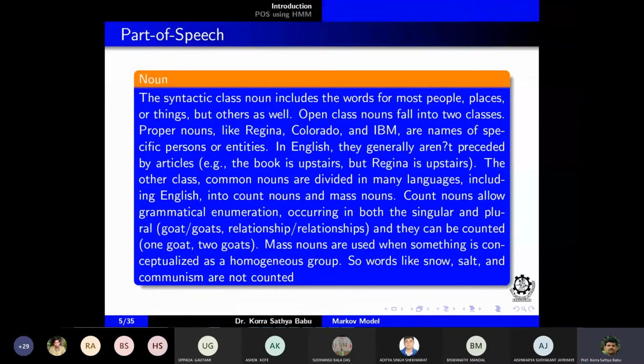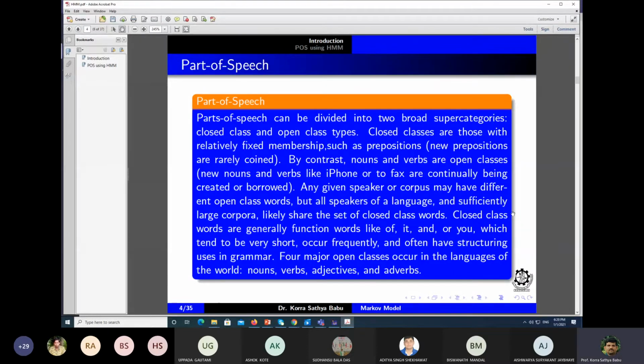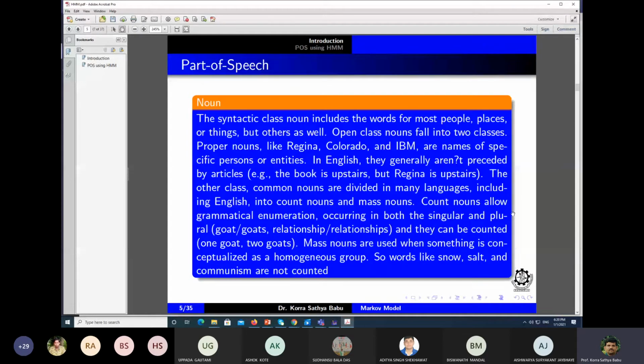Now verbs. The verb class includes most of the words referring to actions and processes, including main verbs like draw, give, provide, go. English verbs also have inflections, like non third person singular, third person singular, progressive, or past participle, right? Various derivations and inflections it has, verbs basically.